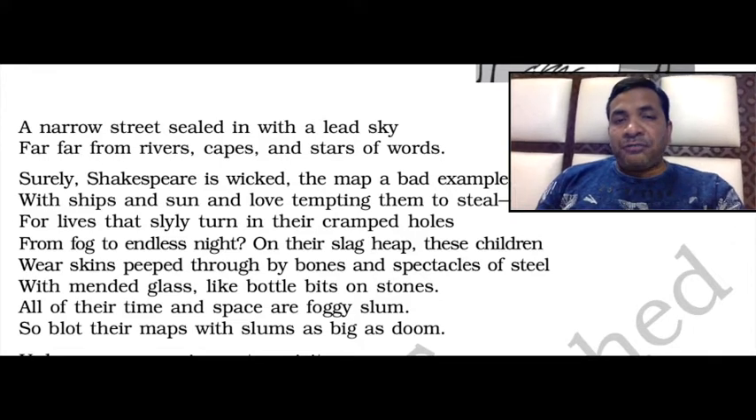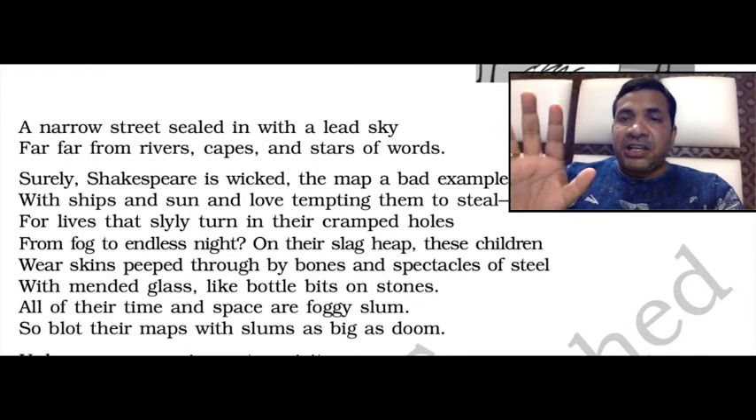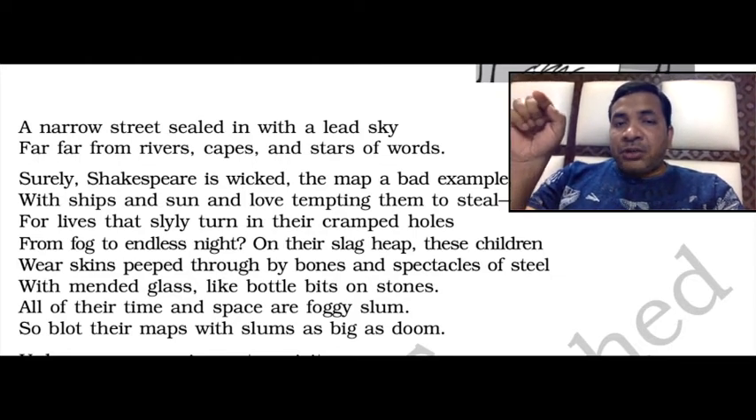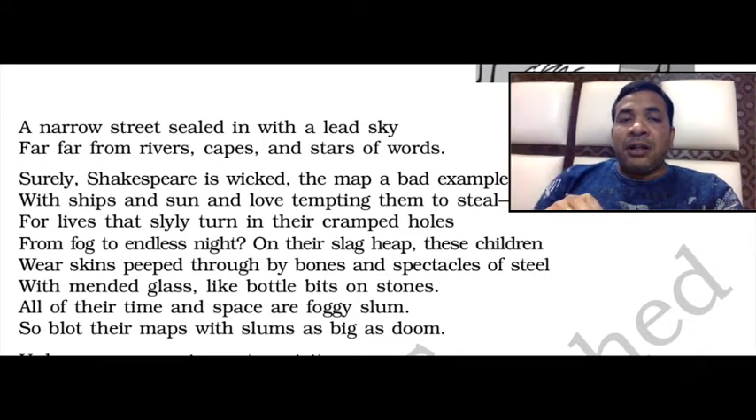So this is a kind of taunt upon people by the poet, that if you cannot do anything in order to improve their lot, at least blot their maps with slums as big as doom. Just blot their maps, just put some blots upon their maps and let them know that this blot is just referring to their position. This blot is referring to these people. So that is what the poet is telling you here.